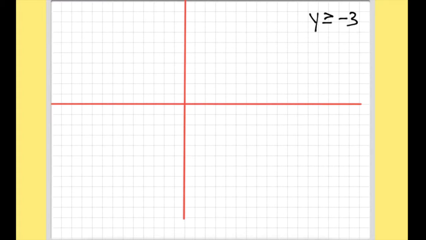Now remember that when it's y equals, we're looking at a horizontal line because it has a constant y value. It has all of the points that have a y value of -3. That's what all of these points have in common. So that gives us a horizontal line through -3. And since we have greater than or equal to, we remember from yesterday that we're using a solid line.